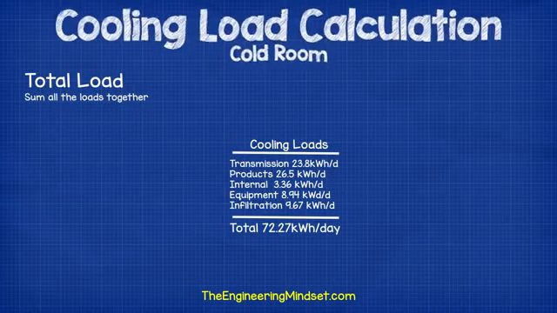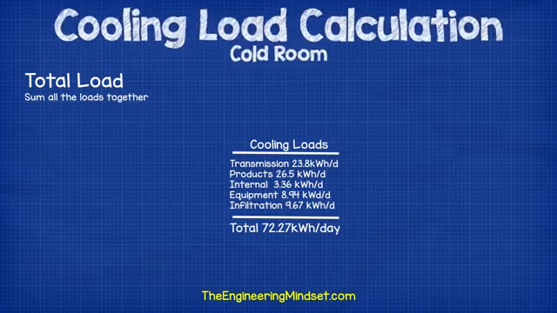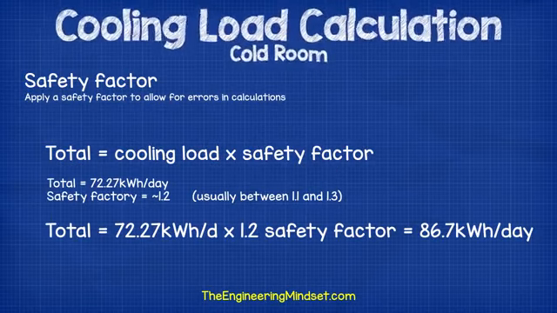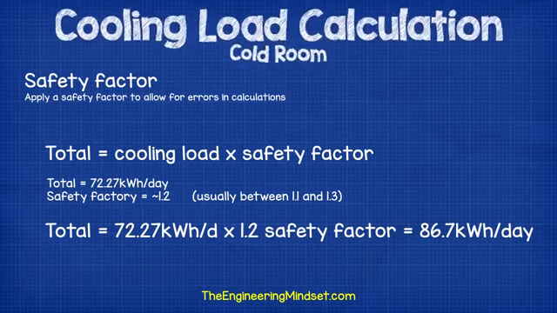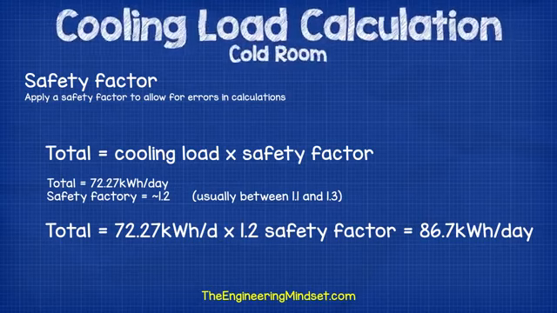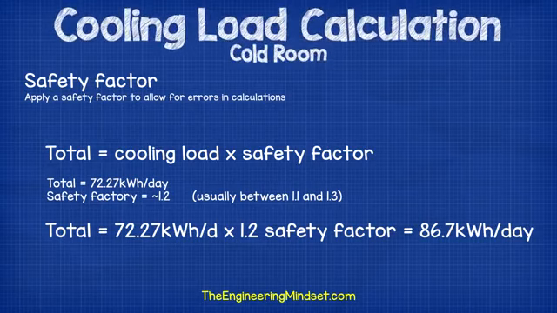Now we need to calculate the total cooling load, so for that we'll just sum up the calculations that we've just performed, and we'll see that that comes out to 72.27 kilowatt hours per day. We should also then apply a safety factor to the calculation to account for errors and variations from design. It's typical to add 10 to 30% onto the calculation to cover this. I've gone with 20%, so we'll just multiply the cooling load by a safety factor of 1.2 to give us our total cooling load of 86.7 kilowatt hours per day.